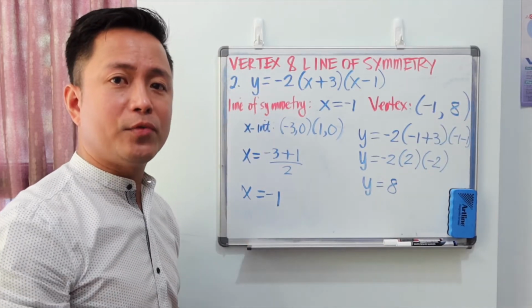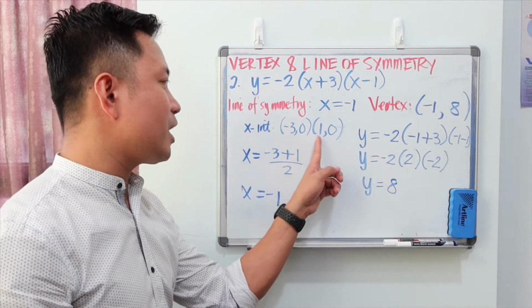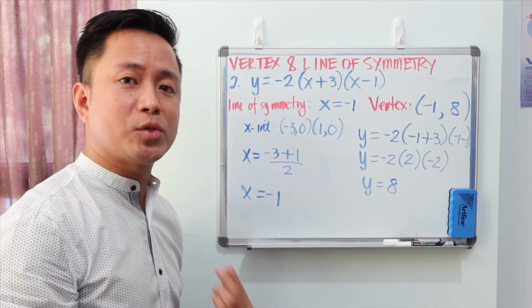So again, if the quadratic function is in factored form, you simply get the x-intercepts and then you get the average of those two x-intercepts.